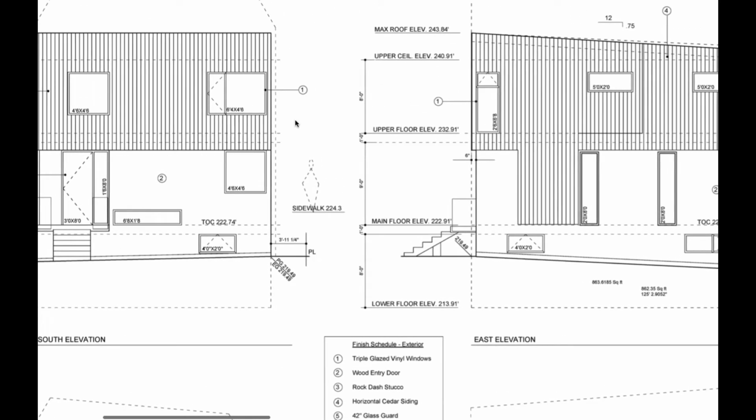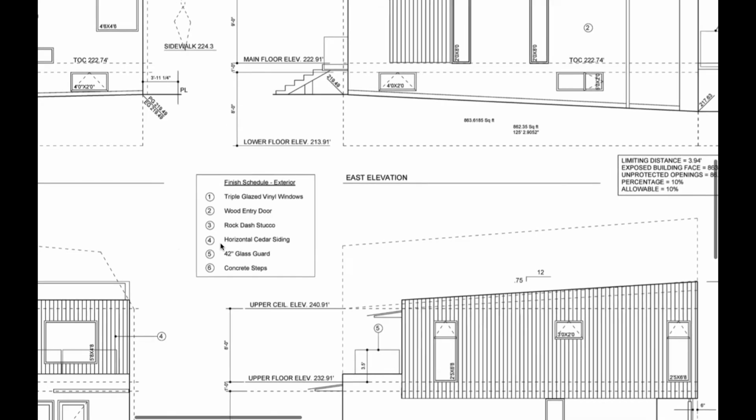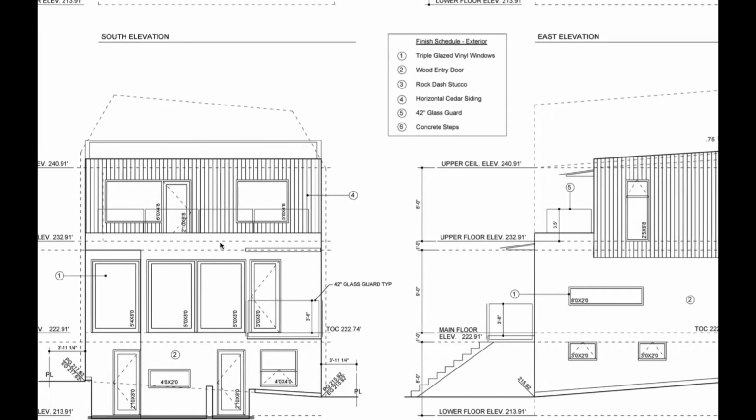So number 1, triple glazed vinyl windows, wood entry door. There's number 2 over there. Number 2, which is in the middle of nowhere. I'm not sure what that's all about. Number 3, rock dash stucco. That's probably supposed to be number 3 because that's part of the wall. 4, horizontal cedar siding. So I don't see number 4 in here anywhere.